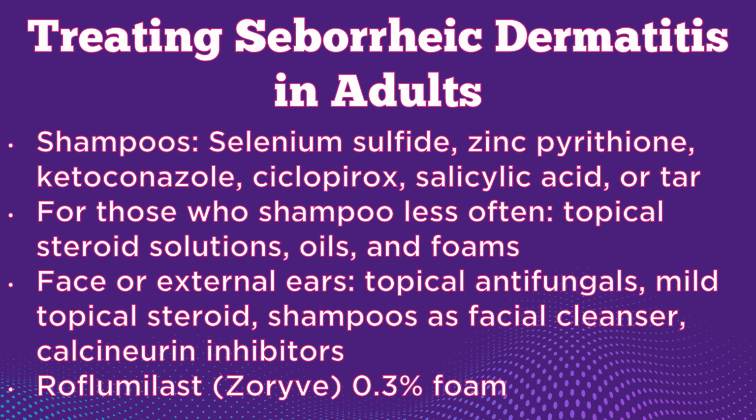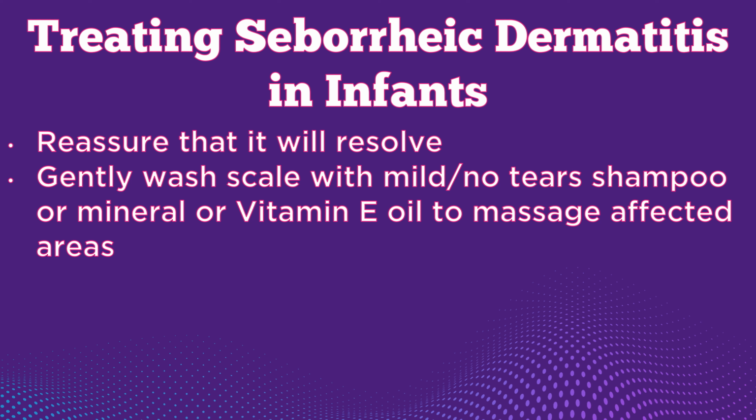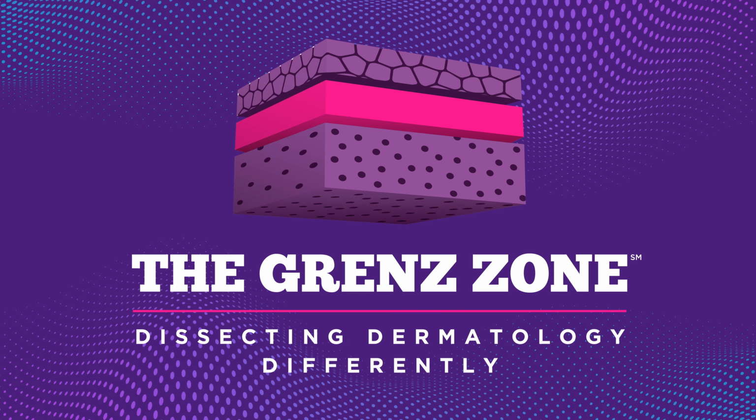Treatments for adults include a variety of shampoos, including selenium sulfide, zinc pyrithione, ketoconazole, ciclopirox, and tar shampoos, along with topical antifungals such as ketoconazole and mild steroids such as 2.5% hydrocortisone. Infants can be treated with similar treatments, but we usually take a more conservative approach and start with gentle no-tears shampoo or mineral oil or vitamin E oil massages before we reach for the medicated shampoos, the topical steroids, and topical antifungals.